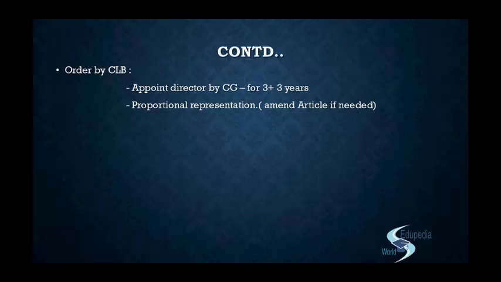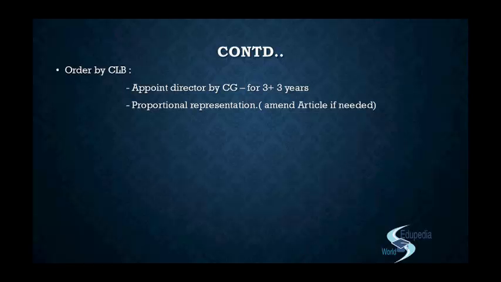But we also know that proportional representation needs a significant amount of time to be conducted. So in the meantime, they could order the central government to appoint some additional directors who would take care of the office until the directors chosen by proportional representation are appointed and take over their position in the board. Until that is done, the CG would appoint additional directors to discharge their duties.